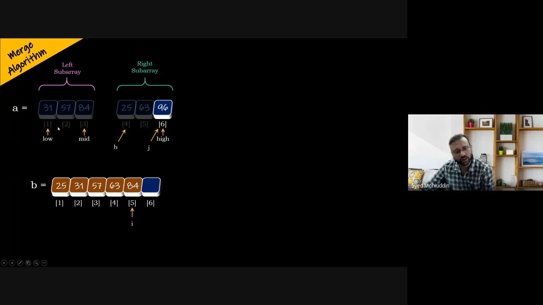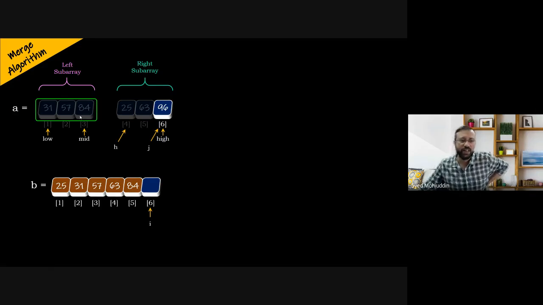Now when h crosses the mid index, we stop. That means all the elements of the left subarray are stored in array B. There may or may not be some elements remaining in the right subarray. In this case, there are. It's not only one element; we can have many other elements remaining here. Doesn't matter.